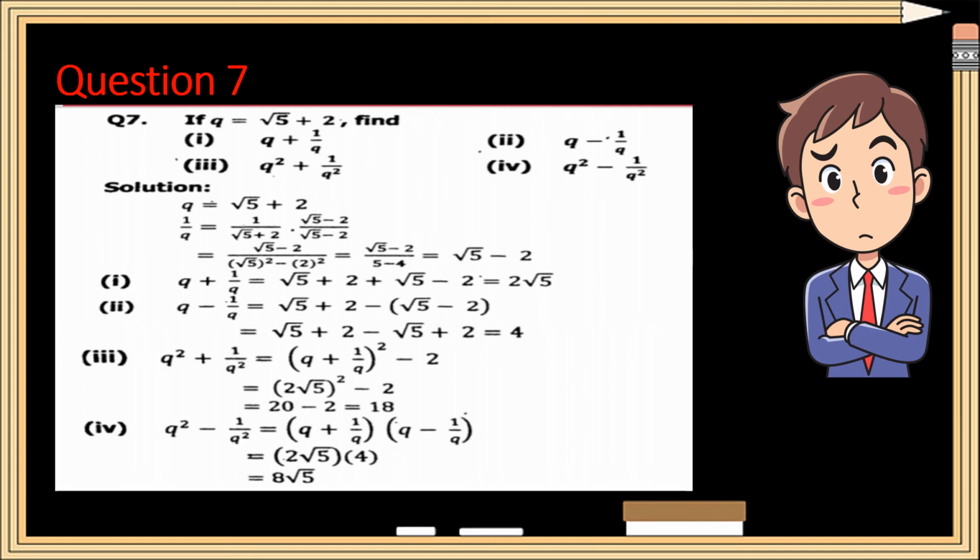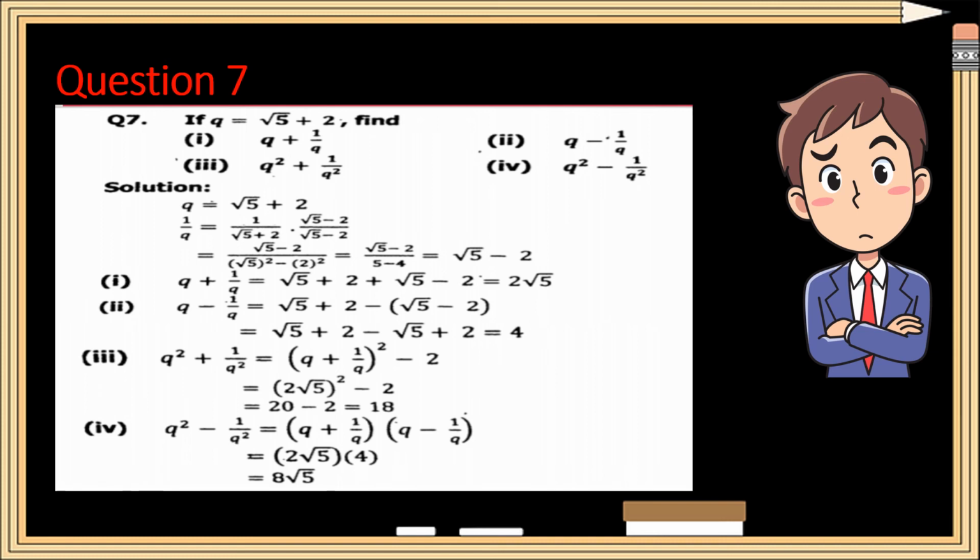Now you can see that we have found the value of 1 over q as square root of 5 minus 2. Now in the first part you have q plus 1 over q. The value of q is square root of 5 plus 2 and 1 over q can be written as square root of 5 minus 2. Just add up the values. Plus 2 will be cancelled with negative 2. You will be left with 2 into square root of 5. Question 7 part 2 is quite similar to part number 1. You will do it yourself.